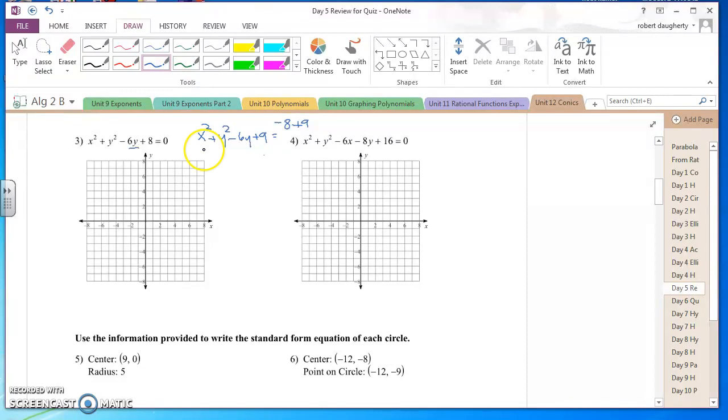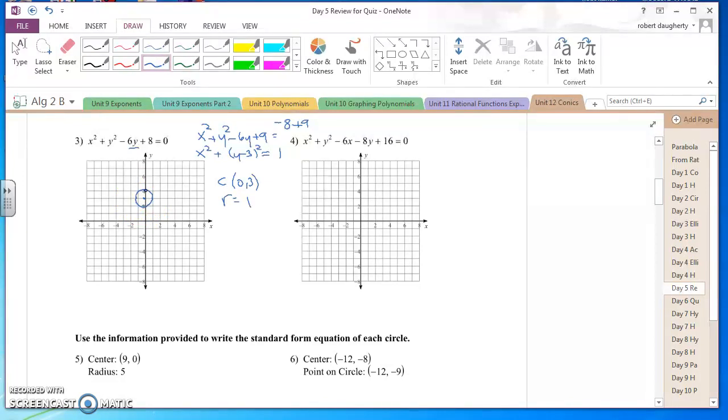Okay. And so what I have on the left, I have x squared plus y minus 3 squared equals 1. So that tells me that the center is at 0, 3. So my center is 0, 3, and my radius is 1. So 0, 3, a radius of 1, and I see something like that.